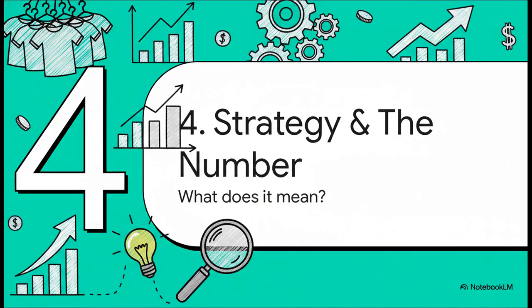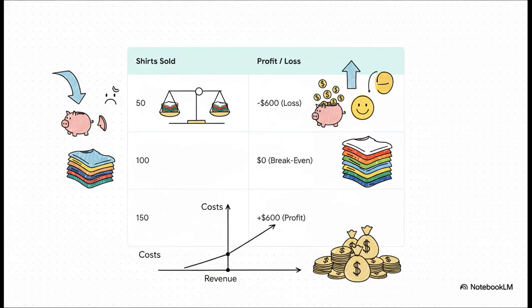Now, here's where we pivot from being mathematicians to being business strategists. 100 shirts isn't just the answer to an equation, it's a critical piece of strategic intelligence. What does this number actually tell us about our business? This chart visualizes the story perfectly. Look at the bar on the left.